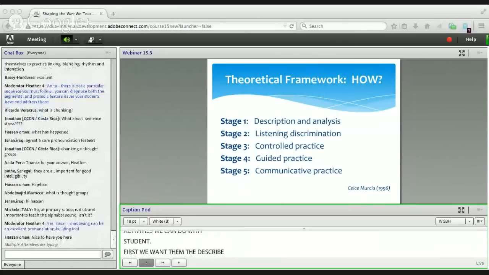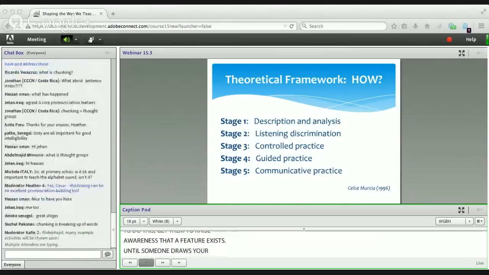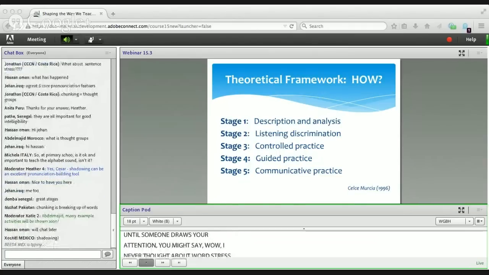Just get them to raise their awareness that a feature even exists. Until somebody draws your attention to something, you might say, wow, I never even thought about word stress patterns until you asked me to think about it. So draw their attention to it. Do listening discrimination. And again, we will be doing that in our webinar today. I'll give you some examples of that.